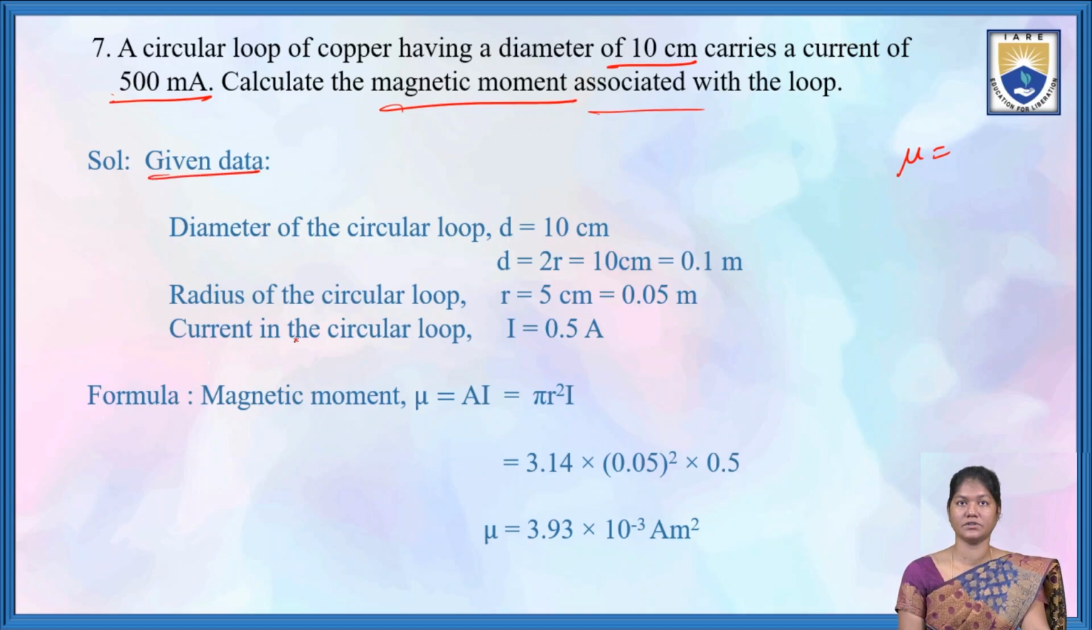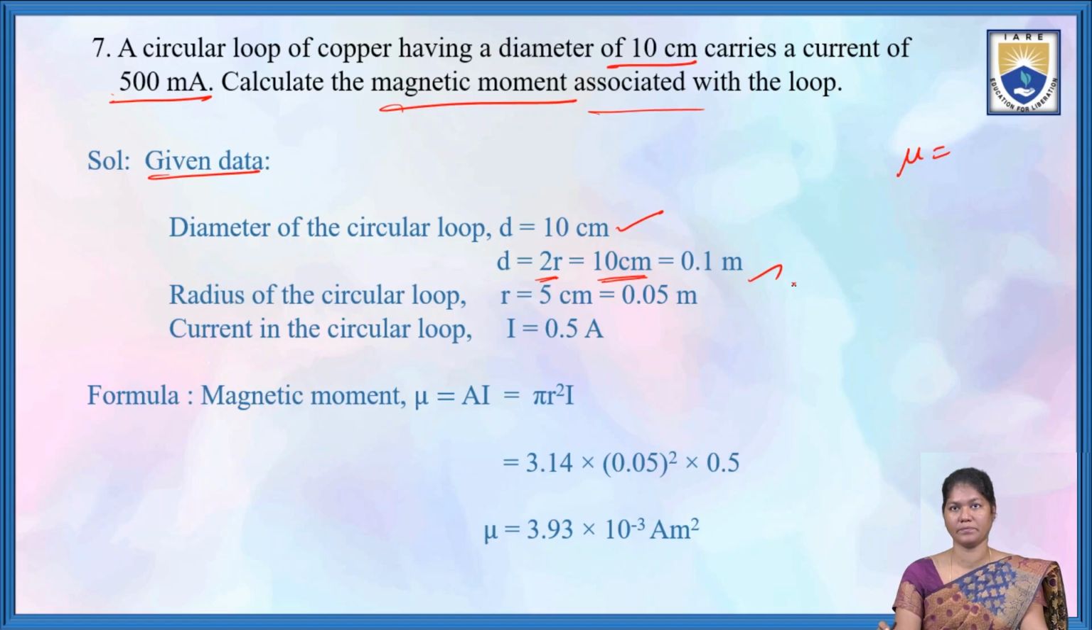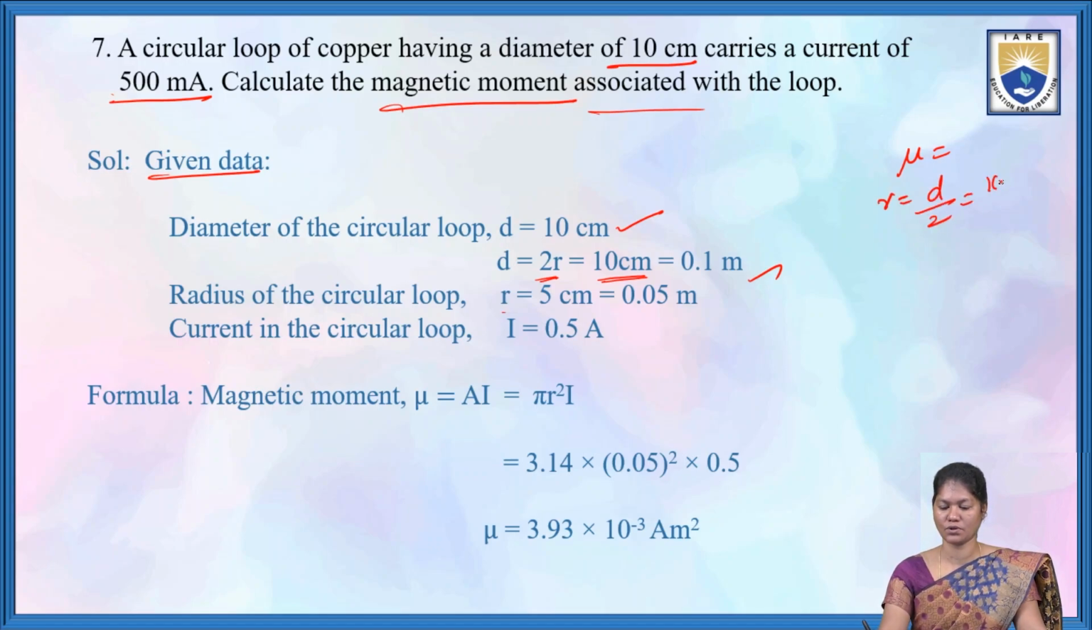Let's write the given data. Diameter of the circular loop, D, is equal to 10 centimeters. So D in terms of radius, D is equal to 2R, that is equal to 10 centimeters. Converting into meters, 0.1 meter. Then radius of the circular loop, R, is equal to D by 2. So 10 centimeters divided by 2, 5 centimeters. Converting into meters, 0.05 meters.